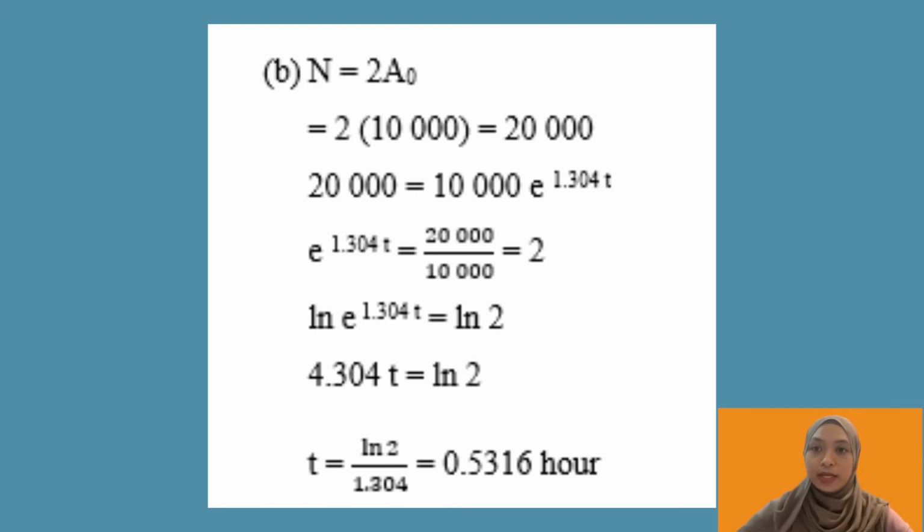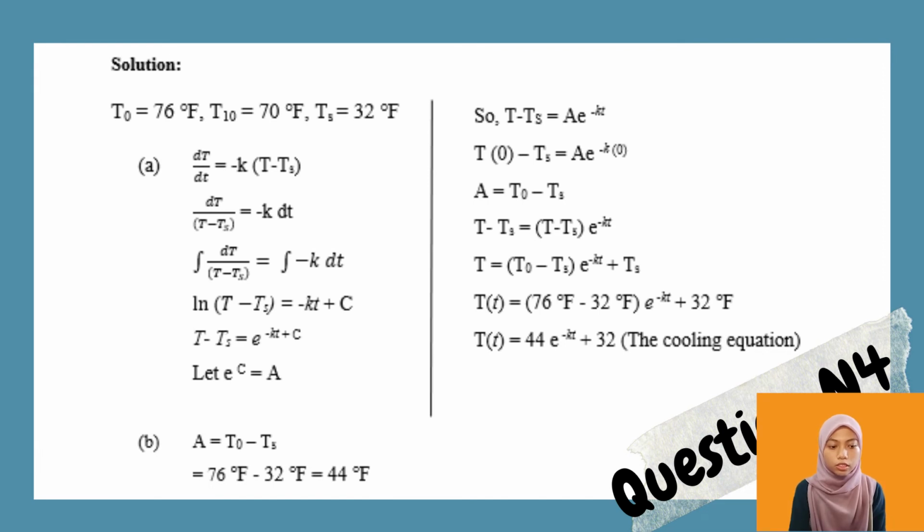For question B, the question asks for the doubling time of the bacteria increase. We use the modified equation N equals 2 times the initial population, so we multiply 2 with 10,000. So 20,000 equals 10,000 times e to the power of 1.304T. After taking the natural log of both sides, we get T equals 0.5316 hours. So those are the solutions for question N4, which is our second case study.